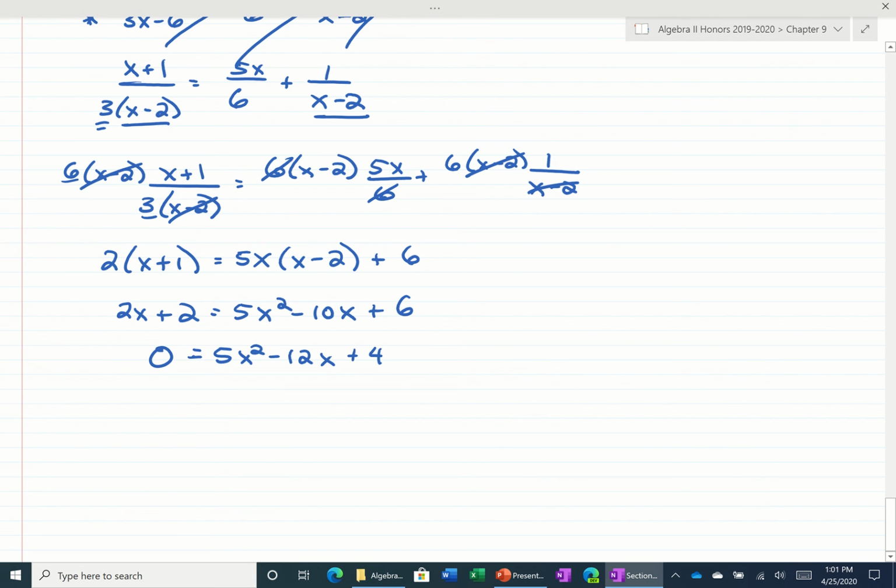And this could be factored. Numbers that multiply to be 20 and add up to be negative 12 are, let's see here, 20, I want to say 5 and 4, but that wouldn't give us 12. 10 and 2, right? So you have to multiply to be 20, so we could use negative 10 and negative 2.